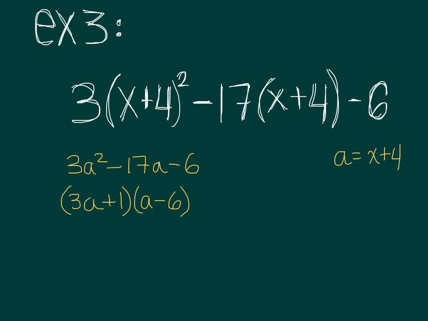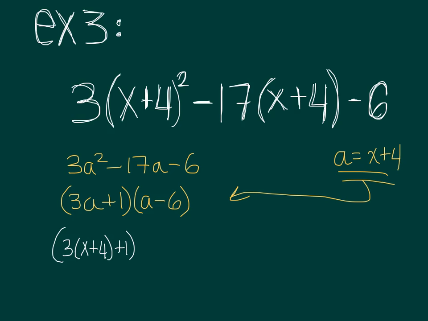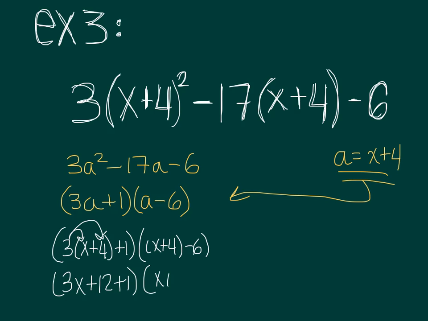Now this part's a little tricky. I have to put my x back in. So I'm going to have 3, and then I'll put parentheses for my a, x plus 4, plus 1, and then x plus 4 minus 6. Now those double parentheses didn't matter as much in the second factor, but in the first factor it's really important because I have to distribute here. So I'll have 3x plus 12 plus 1, and then x plus 4 minus 6, which I can simplify to 3x plus 13, and then x minus 2.